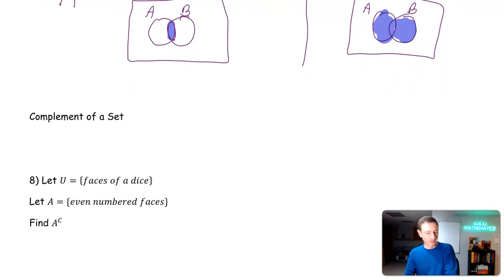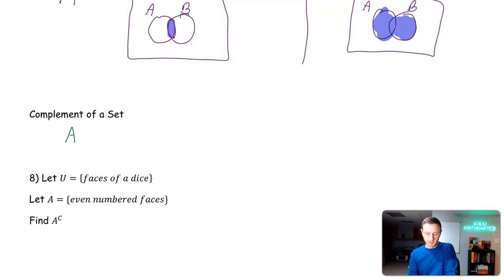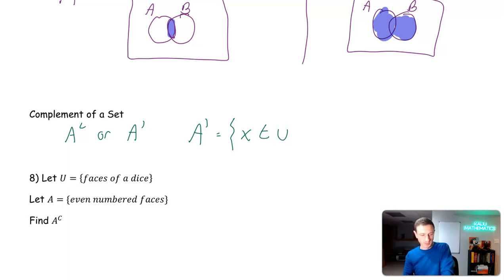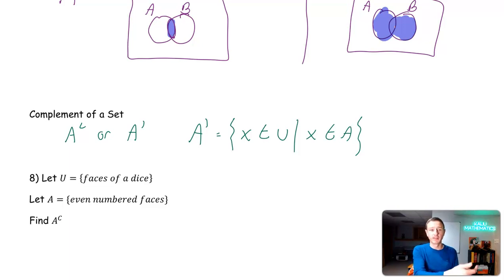Next definition, complement of a set. The notation for the complement of a set is like an exponent C, so A^C. Or another way to notate this is A with an apostrophe, or a tick mark. So the complement is X is in the universe of whatever we're talking about, such that X is not an element of A. So we have the set A. The complement of set A is everything else in that universe that's not A.